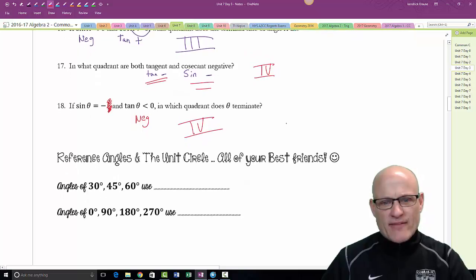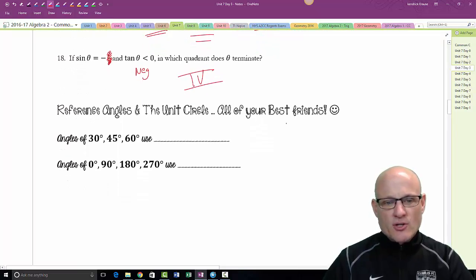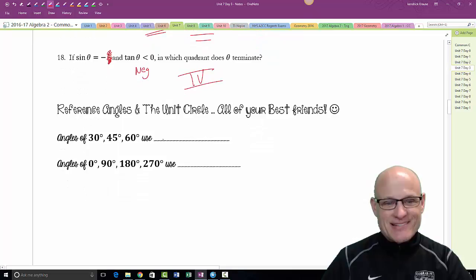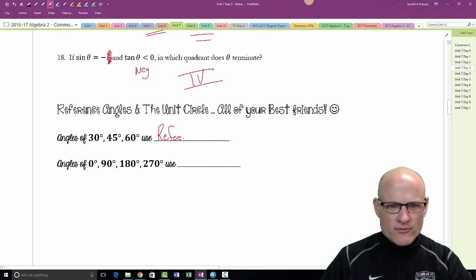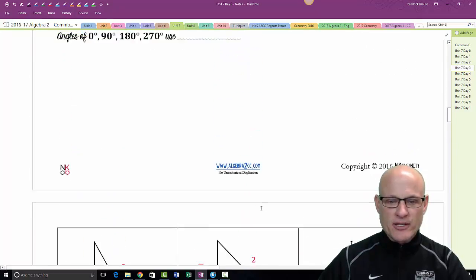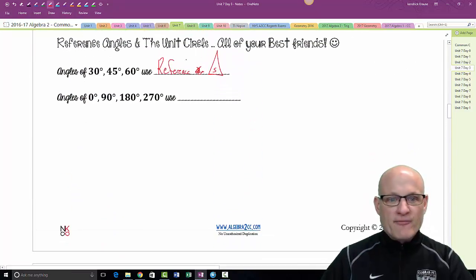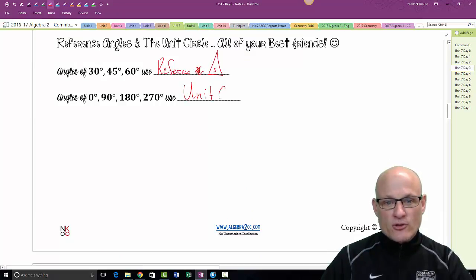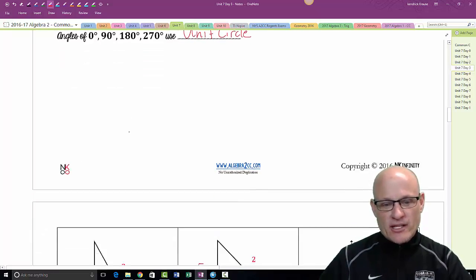So reference angles and the unit circle, all of your best friends. If we've got 30, 60, 90, we are going to use reference angles or our reference triangles, the ones we've talked about. I'm going to draw those right below here. I thought I had them right below here. Where are they? Oh, they went to the other page. And then if I use 0, 90, 180, I'm going to use the unit circle for those. And I've got a little trick for this stuff too that's going to come up.